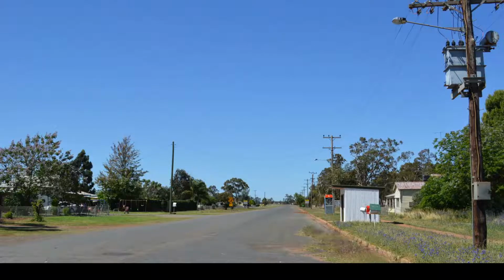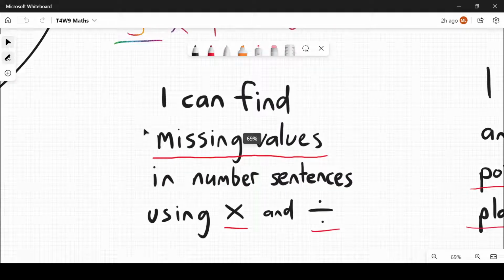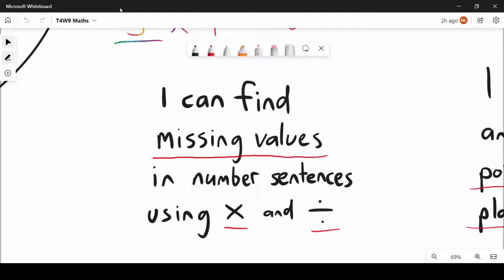Hi Anna, so let me show you, hopefully that comes up, what we've been looking at in maths this week. So one of the things that we've been looking at is that you can find missing values in number sentences that use times and divide.